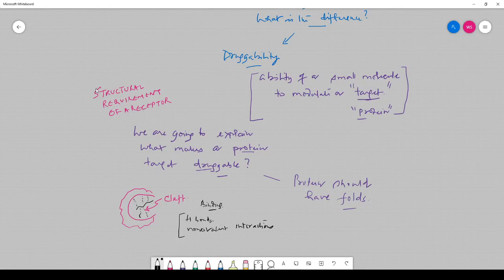Okay, so we have discussed the structural requirements of a receptor by looking at an example. Which example? 1XBB. It is a kinase which binds the drug, the trade name of which is Gleevec.